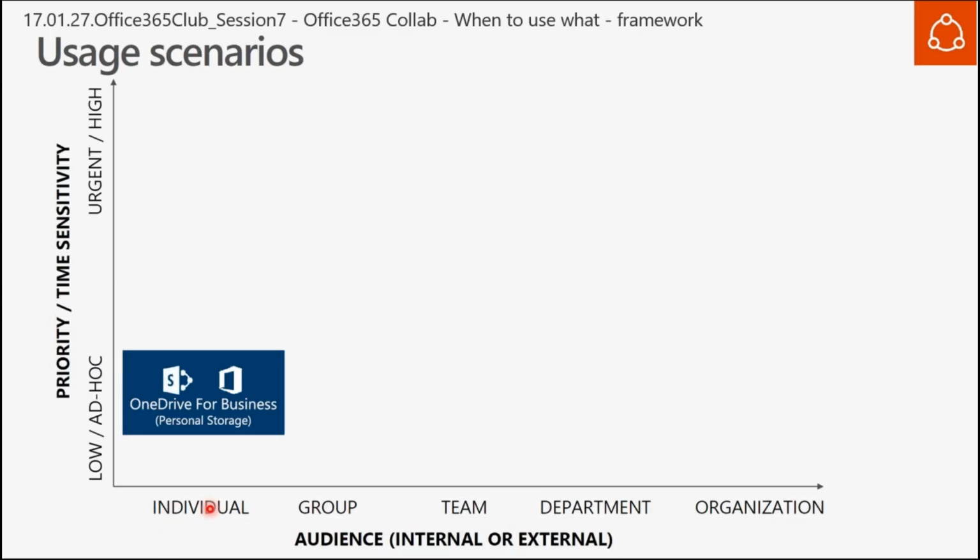You have multiple audiences, like the individual audience, the group, a team audience, a department audience, and the organizational part. And you have different priorities of communication, from low communication to high and urgent communication. And what we said before is, from an individual perspective, if the communication is a low priority, then use OneDrive for Business.